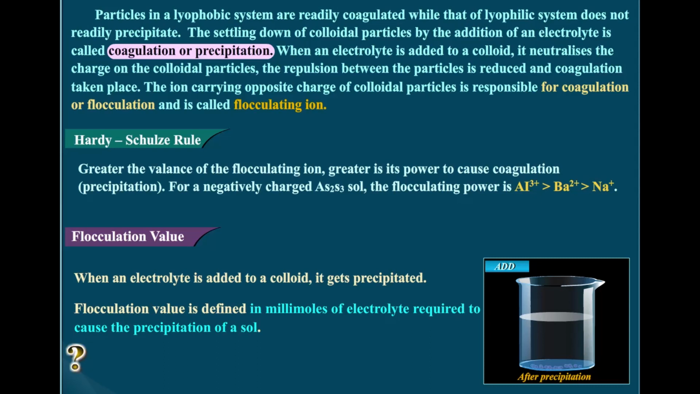And the smaller the quantity needed, the higher will be the coagulating power of an ion. So as we have told, the Hardy-Schulze rule is: the greater the valency, the greater will be the coagulating power. Similarly, the flocculating power or coagulating power of the anion is also the same. That is, Fe(CN)6 4- has greater coagulating power than PO4 3-, which is greater than SO4 2-, which is greater than Cl-. So you can refer to the textbook for all these.